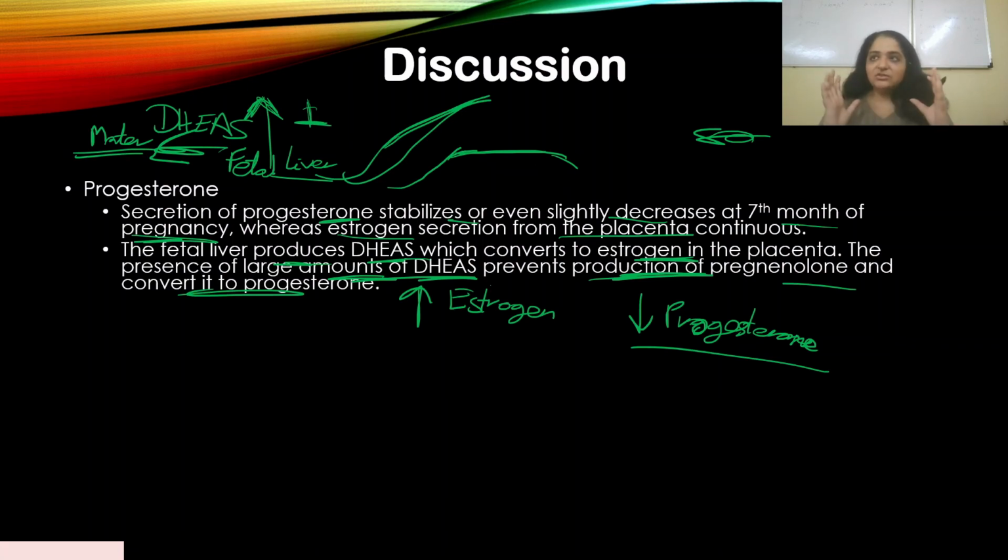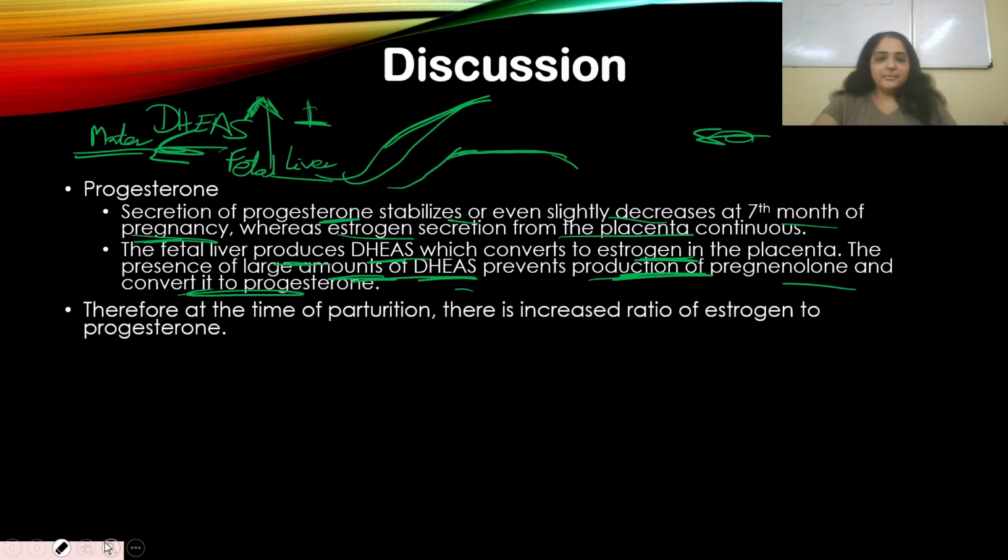Okay, progesterone also has a tendency to hold the myometrial muscles of the uterus, so that there is no abortion of the baby. So it maintains that pregnancy. But now we don't need it. So now progesterone levels have dropped and there's an increased estrogen to progesterone ratio. So at the time of parturition, there is an increased ratio of estrogen to progesterone. I mean, estrogen is high, progesterone is low. Okay, progesterone levels are dropped, estrogen levels are high.